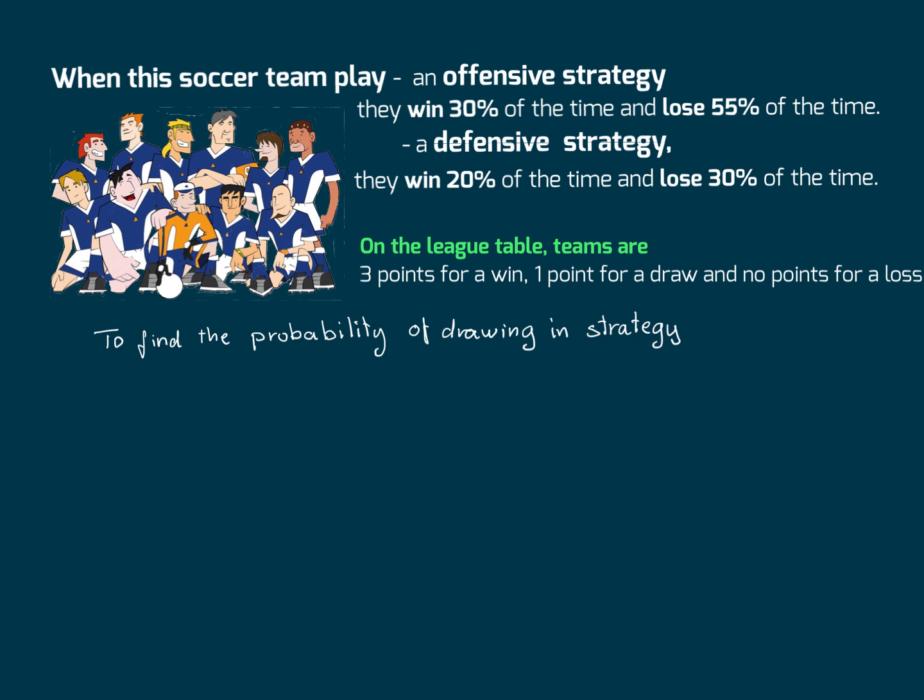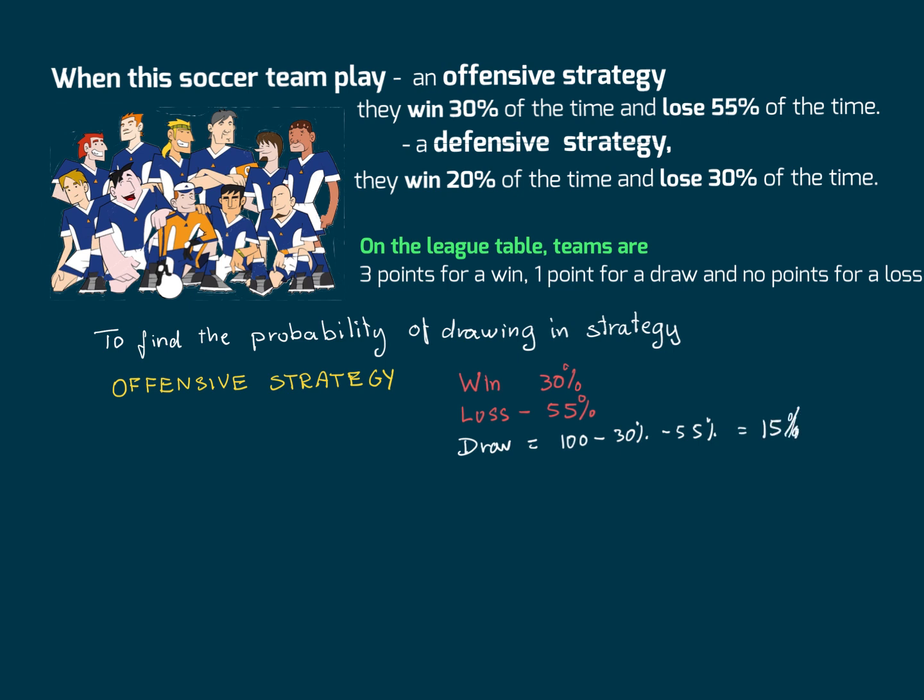the offensive strategy first. A win means 30%. A loss means 55%. And therefore, drawing it, that means both teams score the same, would be 100% take away 30%, take away 55%, which equals 15% for a draw. And 15% is the probability of drawing using the offensive strategy.